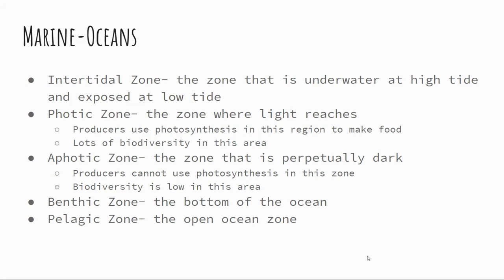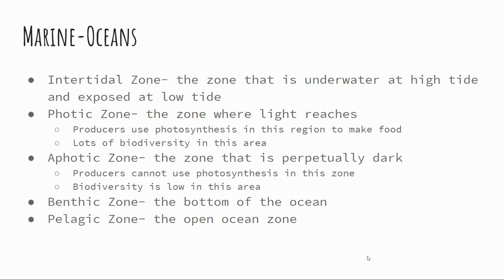So you have marine ecosystems, which we also know as oceans, and some of the different zones. And there's a picture on the next slide. I would recommend you pausing and taking a look at that once you have the vocab terms down. So the intertidal zone is the zone that's underwater at high tide but is exposed at low tide.